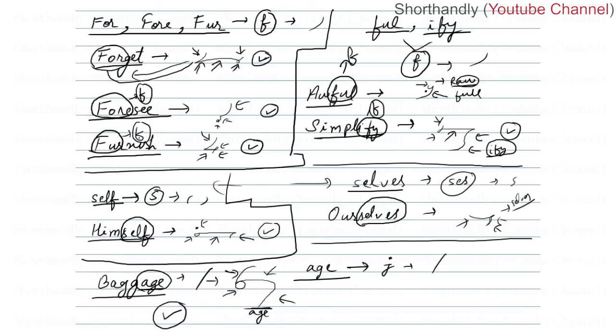So if you can see, we have for, fur, and full, ify, and then we have self, selves, and finally age. These are all the common prefixes and suffixes.